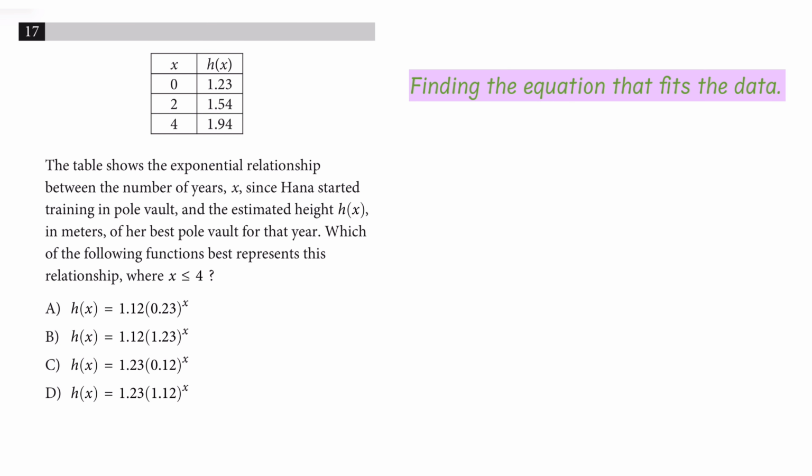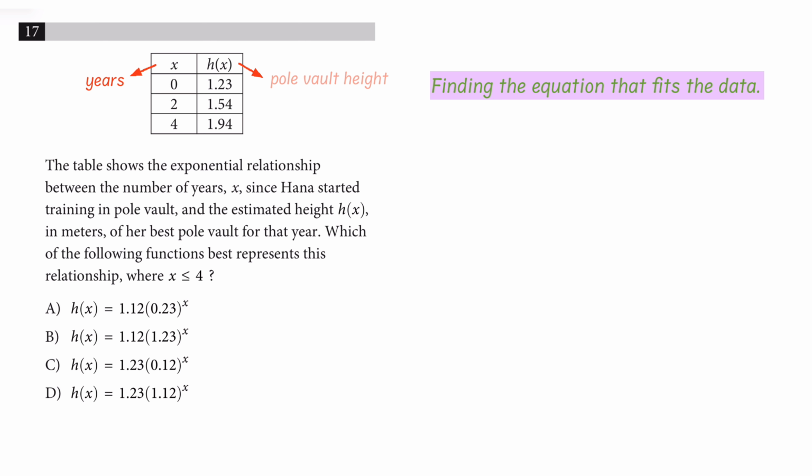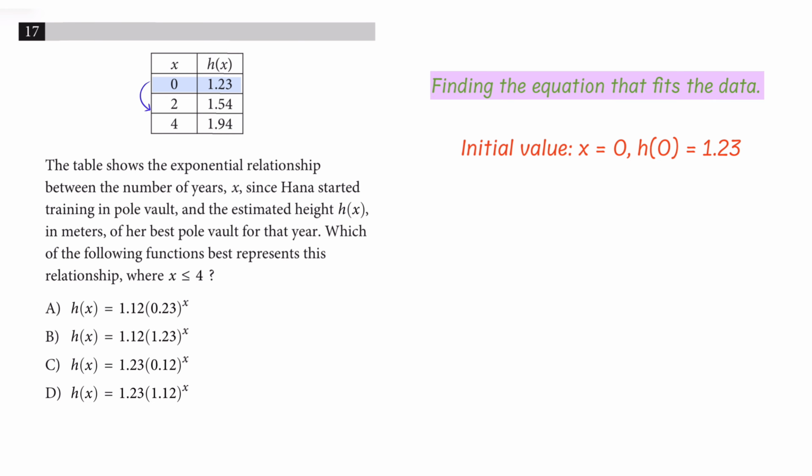Now, let's find the equation that matches a table of values. We're given a table showing x in years and h of x is the pole vault height. When x equals 0, h of 0 equals 1.23. That's our initial value. From x equals 0 to x equals 2, the height increases from 1.23 to 1.54. That indicates exponential growth. The only option with an initial value of 1.23 and exponential growth is h of x equals 1.23 times 1.12 to the power of x. That's choice D. Equation matched.